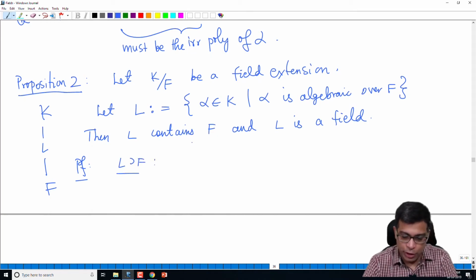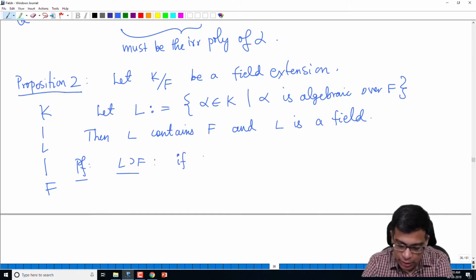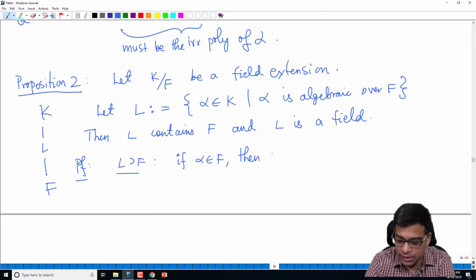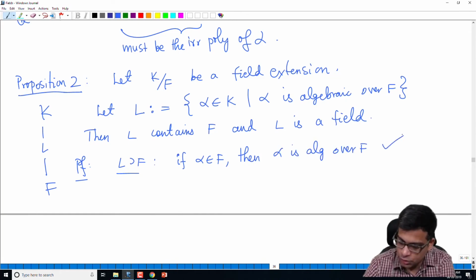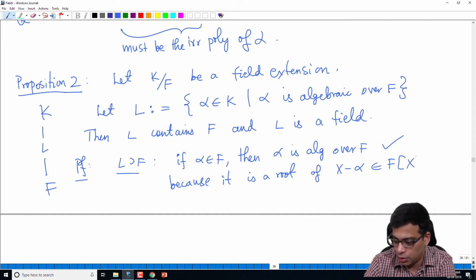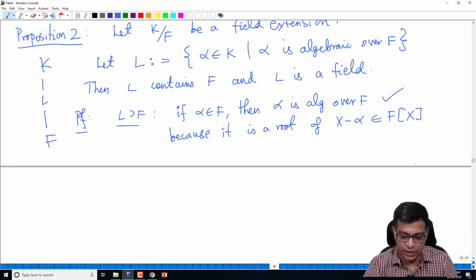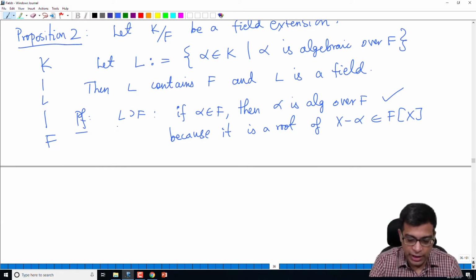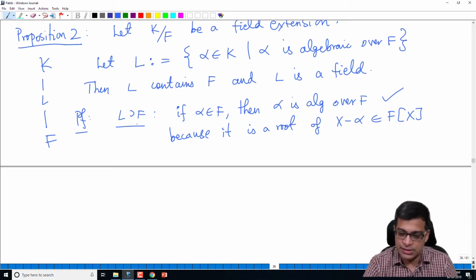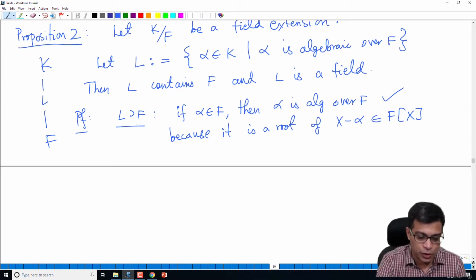This is very easy, because if alpha is in F, then certainly alpha is algebraic over F, right? Because it is a root of x minus alpha, which is a polynomial over F. So every element in a field is algebraic over itself. That's very trivial. So L contains F. It's a subset of K that contains F, so it sits in between.